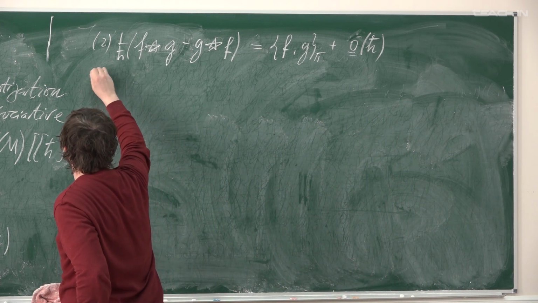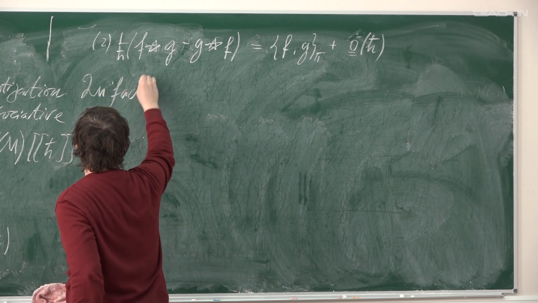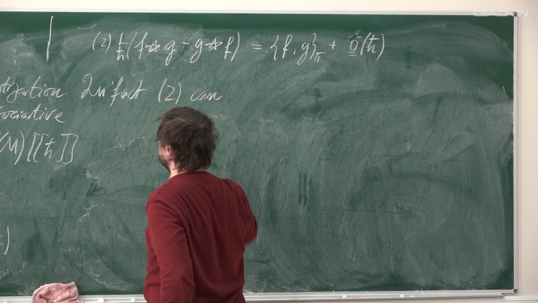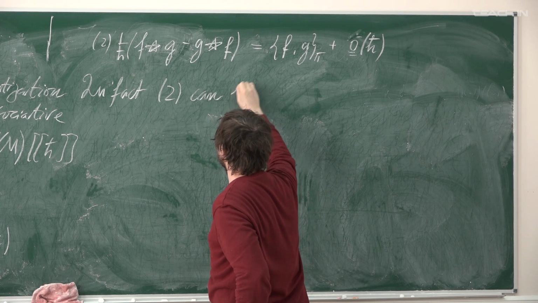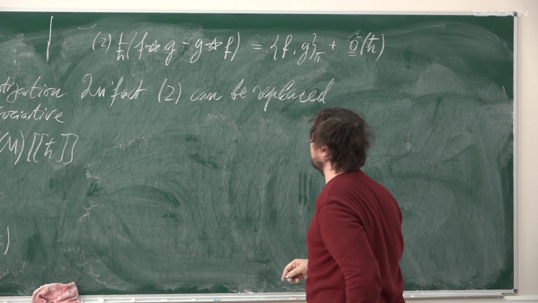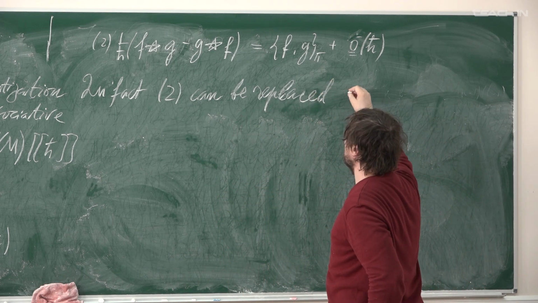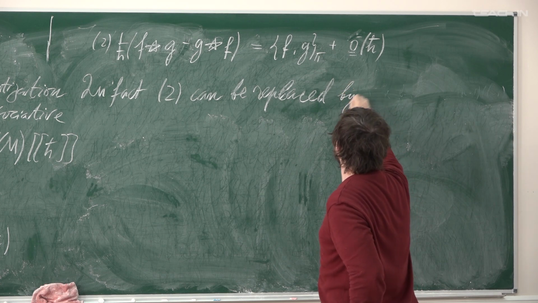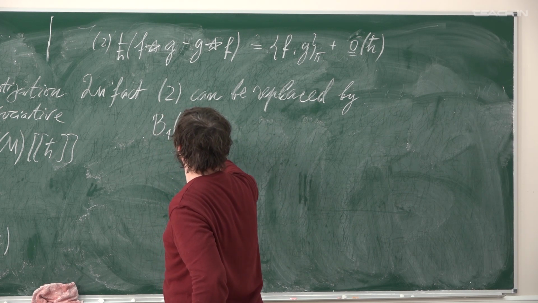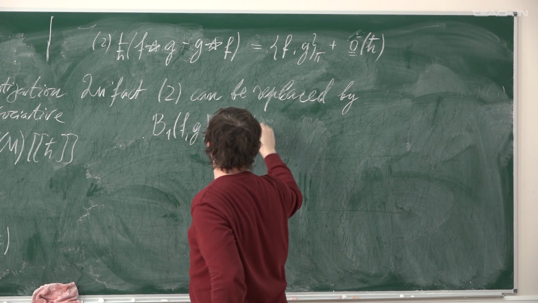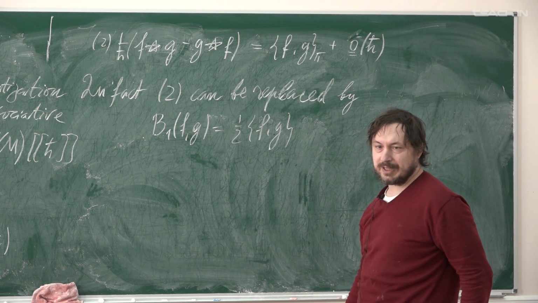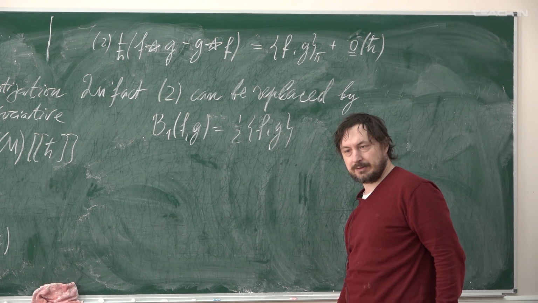In fact, we can replace condition number 2. I'll explain how and in what manner it can be replaced by the condition I was going to write down at first: that B1 of f, g is equal to one half of the Poisson bracket of f comma g. It's not just the same, but it is equivalent, in fact.